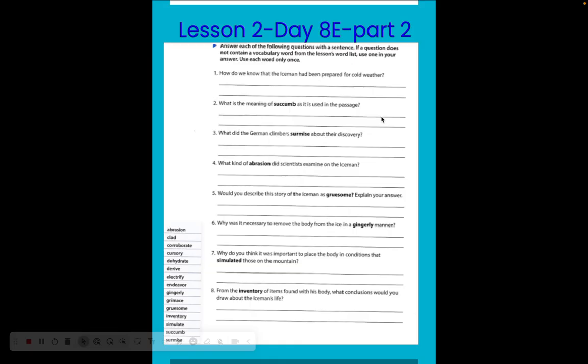So your job today, and it might take 2 days to get through all of these, is to go through the list and do the vocabulary ones and the comprehension ones. Remember, you have to use a word not already used in the other questions. Your teacher will go over the correct answers with you.